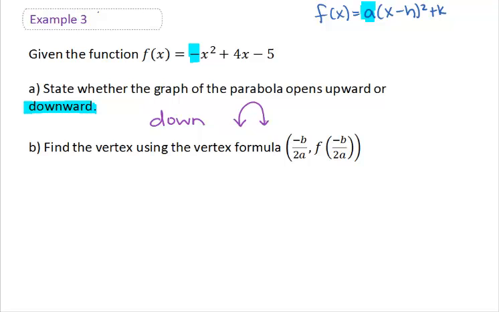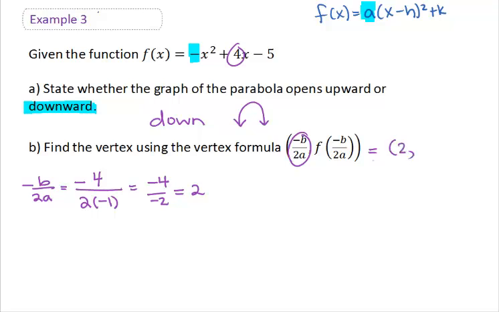To find the vertex of this, two coordinates. The first one comes from negative b over 2a. Negative, my b value is 4, over 2 times, we already said our a value is negative 1. So that's negative 4 over negative 2, which simplifies to be 2. That gives us our first coordinate.